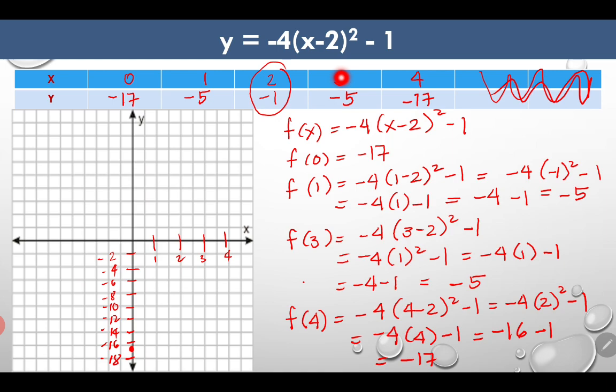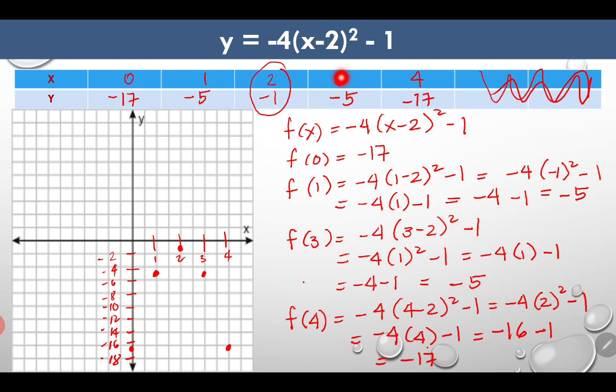Okay? Now, so from center, 1 si x, so going to the right, 1. And then, negative 5 si y, so negative pababa. Negative 5 is between negative 4 and negative 6. Okay? And then the vertex, that is 2 and negative 1. So, positive 2, going to the right, 2 units to the right, and then negative 1. So, negative 1 is right here. And then, si 3 and negative 5. Okay? And then, 4, negative 17.